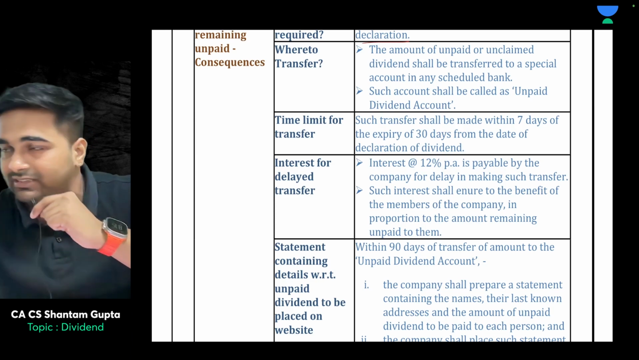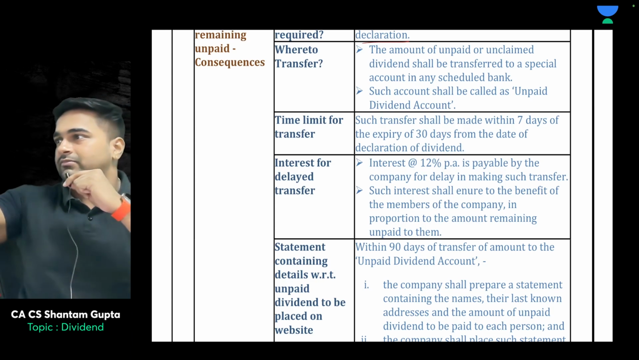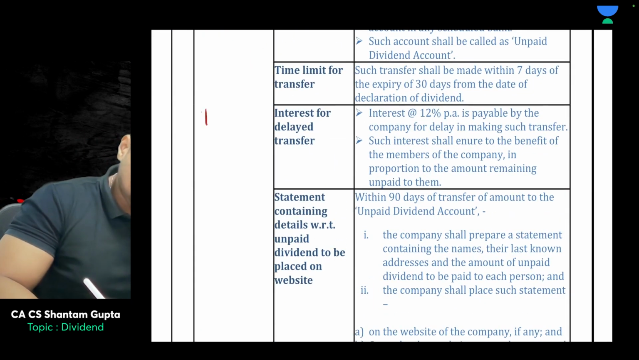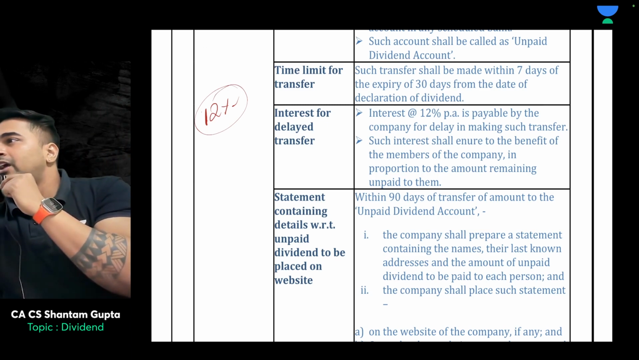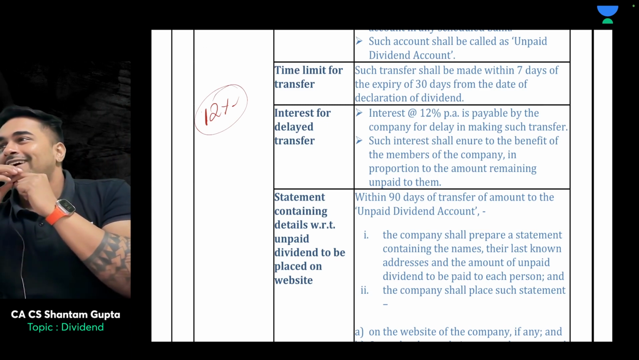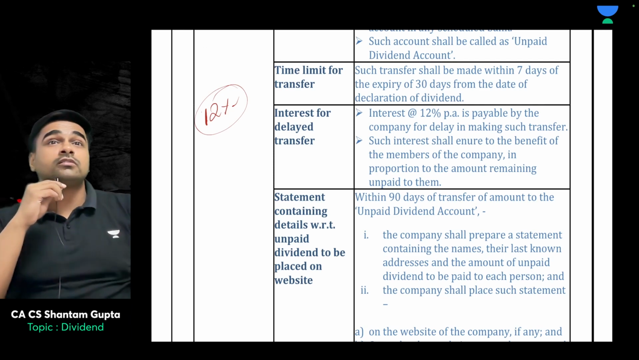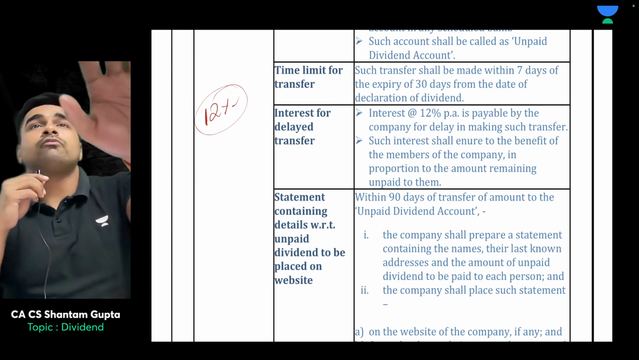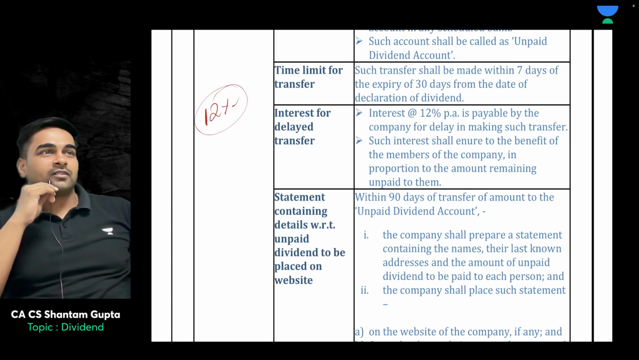What you were asking yesterday. If this is not made within 7 days, the company has to pay a penalty interest of 12% per annum. Where else have we studied 12%? Calls in advance. Okay. Where else other than calls in advance have we studied?